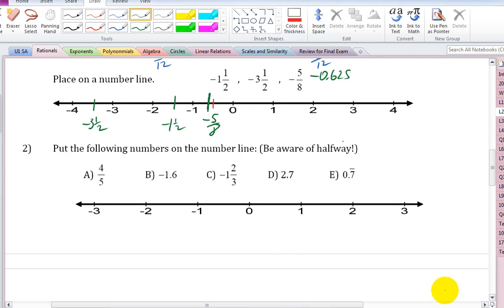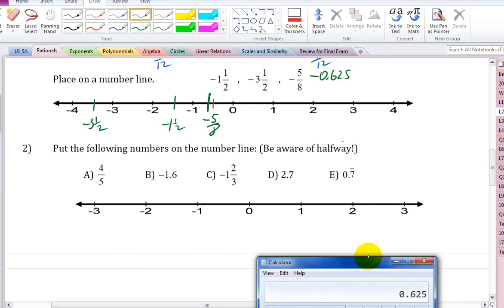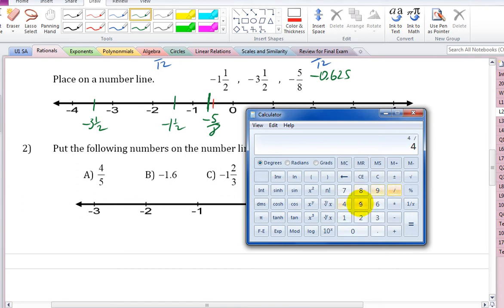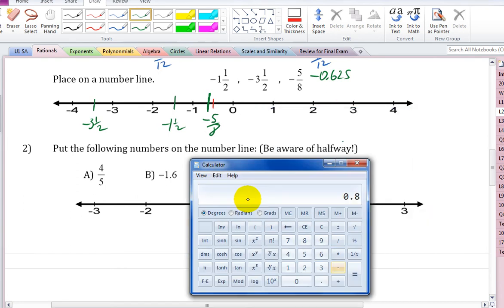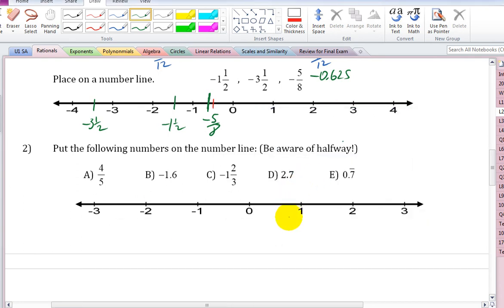3, 4 over 5. What's that one? You guys done? Yes or no? Say it. No? Yes? Because I gave you a letter, you could just put a letter down as well. That usually keeps it nice and tidier, okay? Negative 1.6 would be slightly closer to negative 2. Negative 1 2/3.